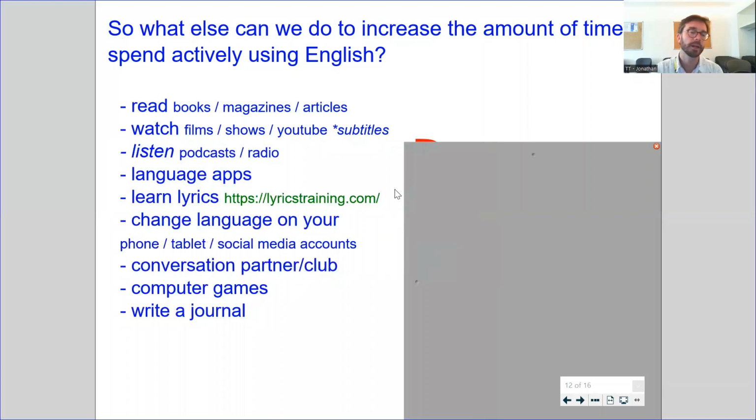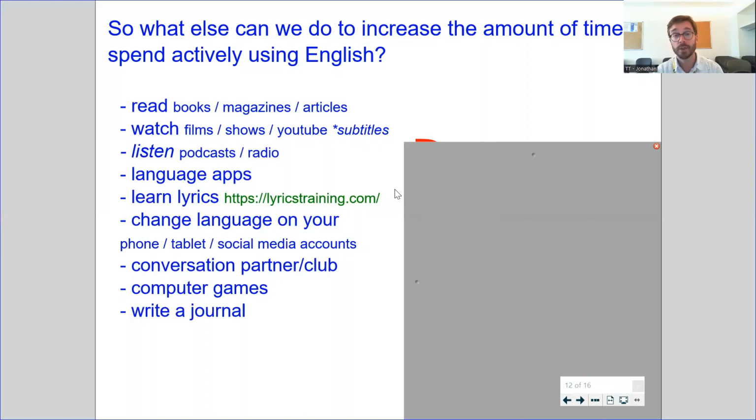Lots of other things here, okay? Whether it's listening to radio, to podcasts, whether it's language apps on your phone, okay, whether it's lyrics, and especially if you're very interested in an English musician or English group or band, lyrics training is very good, and you can choose the song, you can choose the level, and it will delete some of the words, and you have to try to listen and complete them. Things like changing the language on your phone or changing the language on your social media accounts, whether you use TikTok or Facebook, you can change the language settings inside the app, okay?